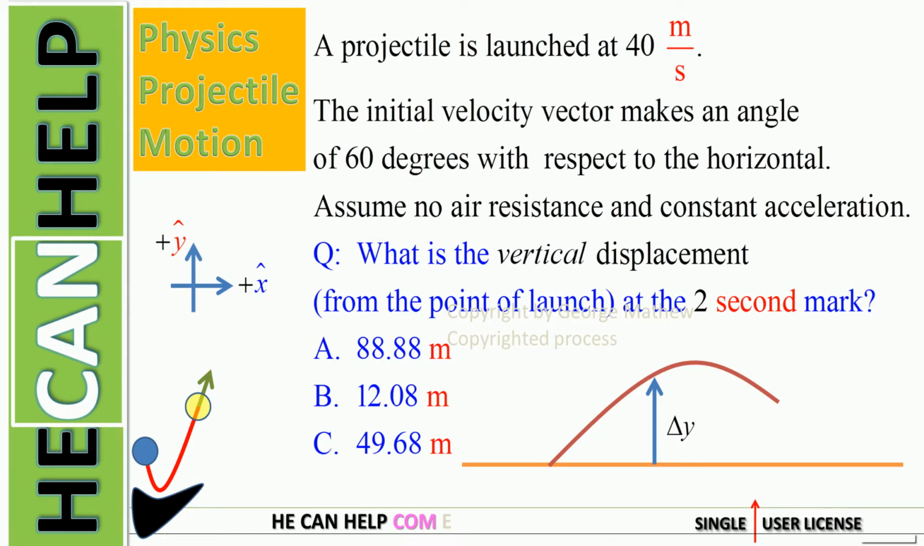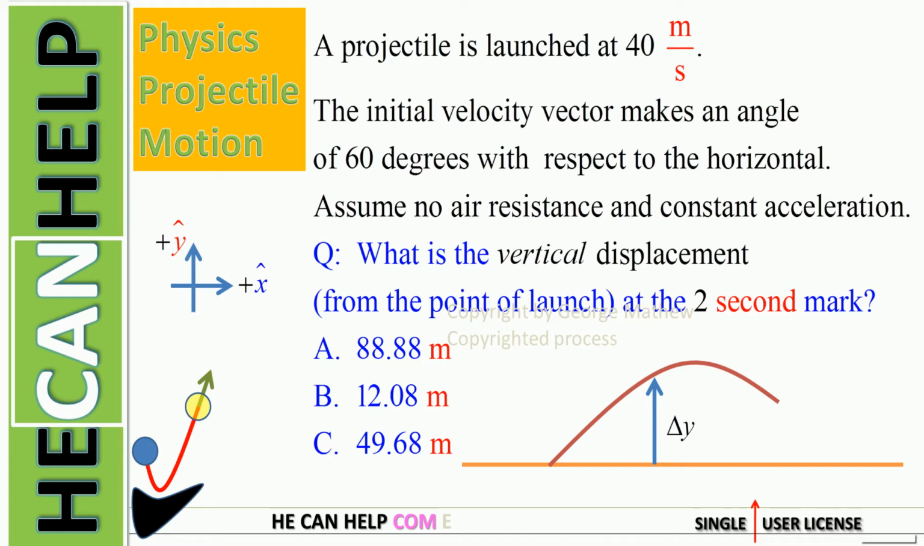A projectile is launched at 40 meters per second. The initial velocity vector makes an angle of 60 degrees with respect to the horizontal. Assume no air resistance and constant acceleration. What is the vertical displacement from the point of launch at the 2-second mark?